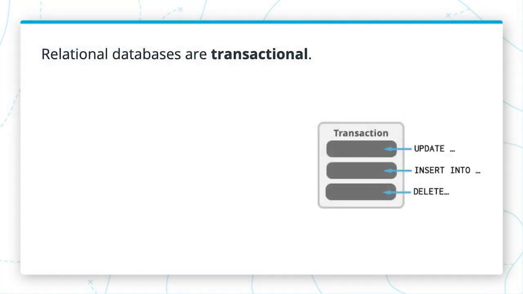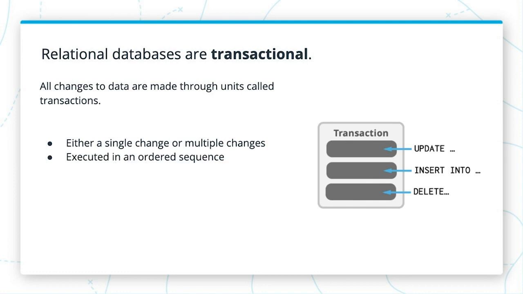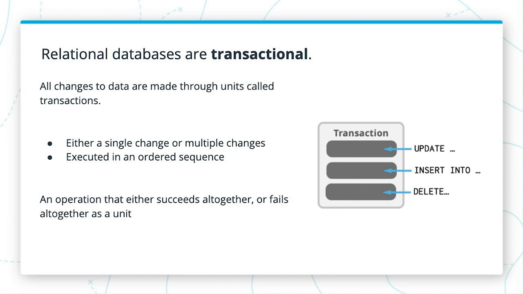Something that we often say is that relational databases in particular are transactional. What does that mean? It means that all changes to data are made through these units of work called transactions. A transaction captures either a single change or a multiple set of changes that we want to make to a database. Changes that we can make to data within a database are updates, inserts, and deletes. What's also important to note is that within a transaction, multiple changes are executed in an ordered sequence that we dictate to the transaction, and that an operation either succeeds altogether or fails altogether as a unit.